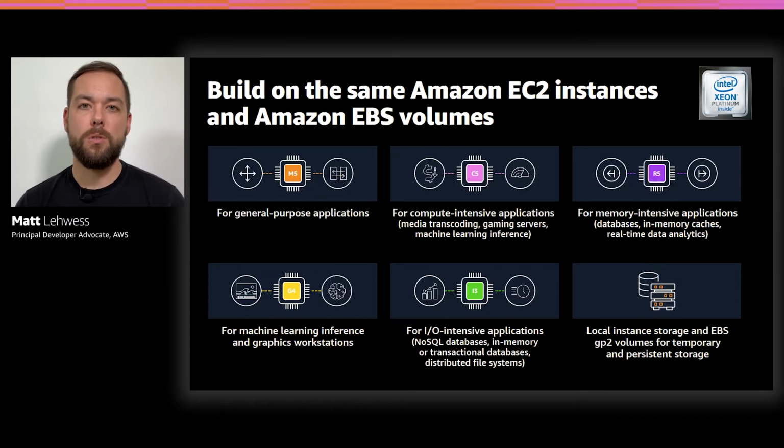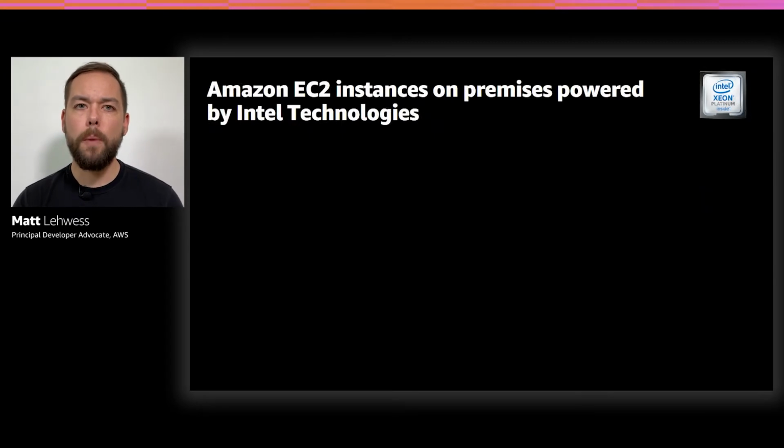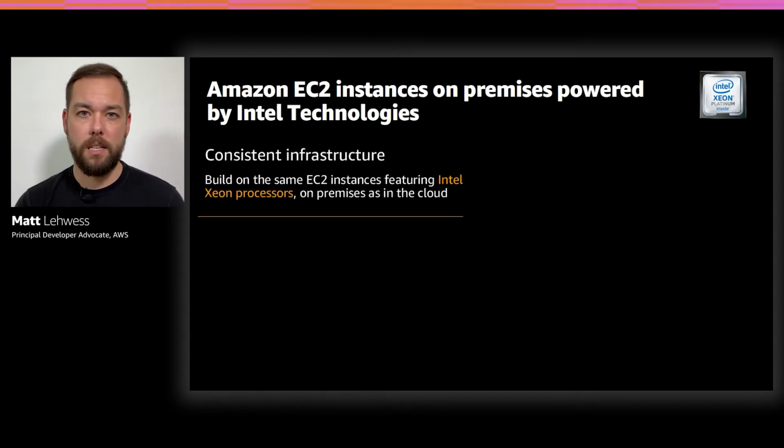Or if you wanted to use something like a G4 or you wanted to use graphics workstations or something similar in the Outpost, you could have a configuration with G4s, or maybe IO intensive, you could use our i3. So there's a couple of different families of instances available in the Outpost, and they're all using our Intel processors. And so when we talk about using our Intel processors, essentially we're built on the same Intel Xeon processors as the AWS cloud or our regions.